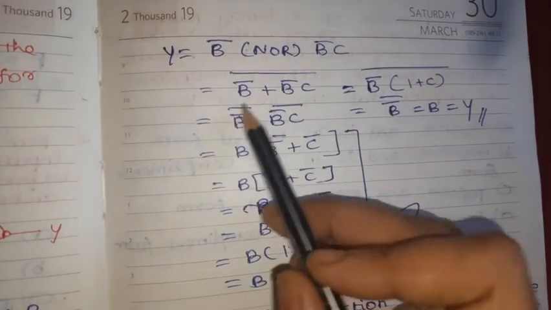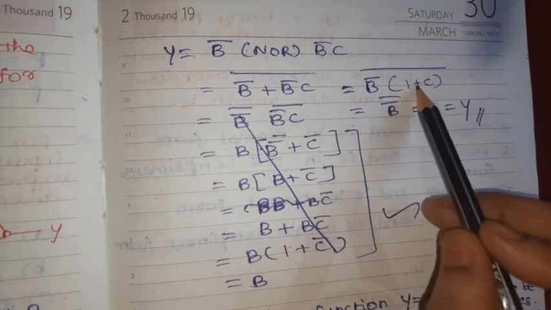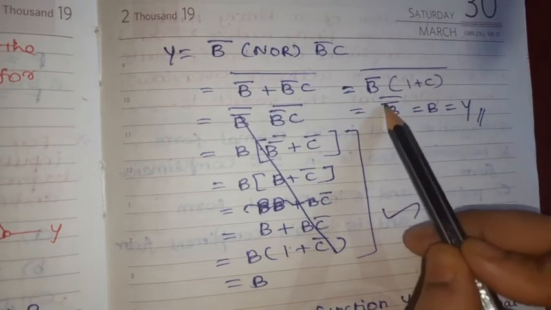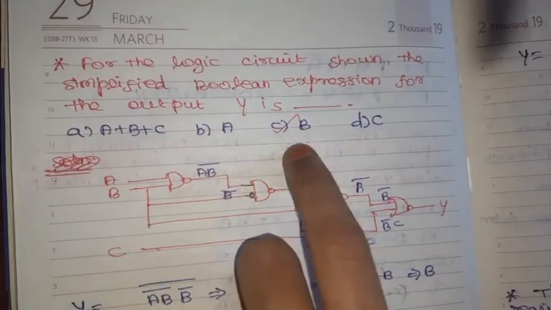So what else can we do? Take B bar outside. Whenever taking B bar outside, 1 plus C. Adding with 1, we will get 1 as a result. So B bar double bar, B double bar, we will get B. So y is equal to B. Option C is the right option.